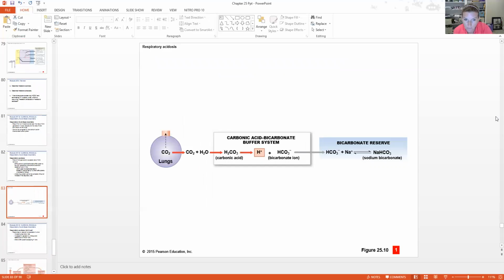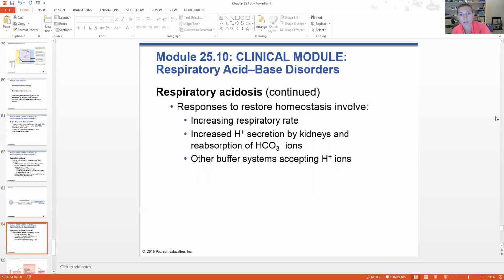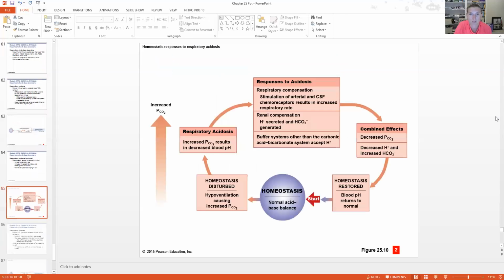Here you go. You have your buildup of hydrogen ions, and so you're going to break into your bicarbonate reserve, release bicarbonate from sodium bicarbonate, absorb those extra hydrogen ions, convert it into carbonic acid, convert carbonic acid into carbon dioxide, and release it at the lungs. With respiratory acidosis, how do we get back to homeostasis? We're going to increase our respiration rate. This is going to increase the amount of hydrogen ions that are excreted at the kidneys and the reabsorption of bicarbonate ions to further reabsorb hydrogen ions in the blood, and other buffer systems can help absorb those extra hydrogen ions, specifically the protein buffer system.